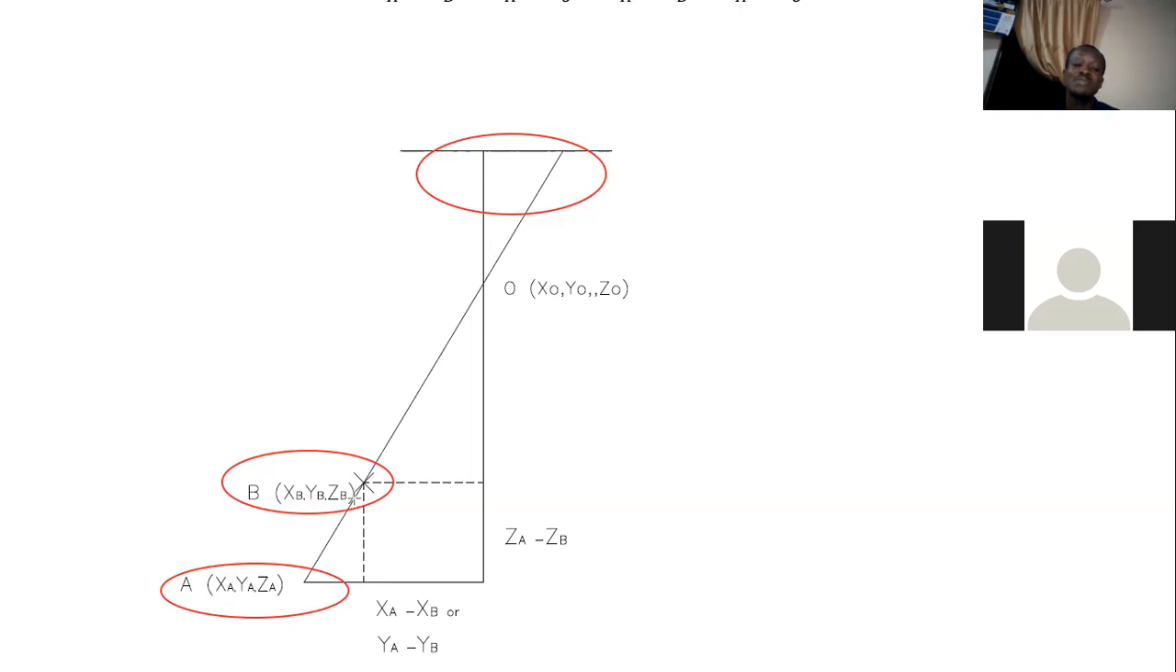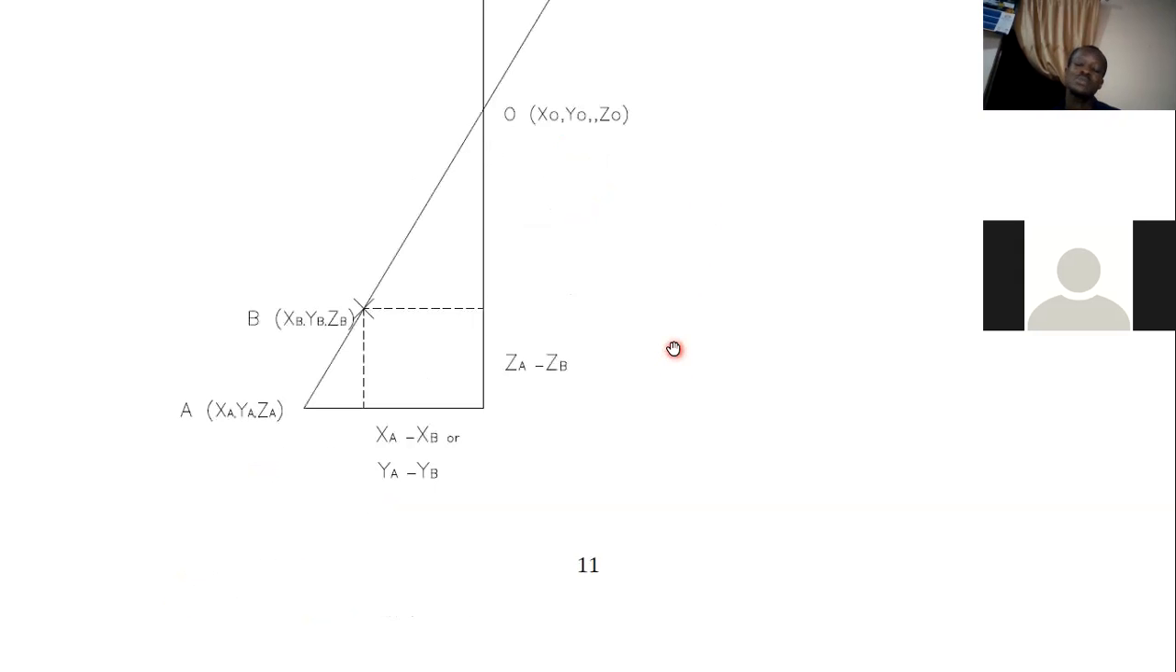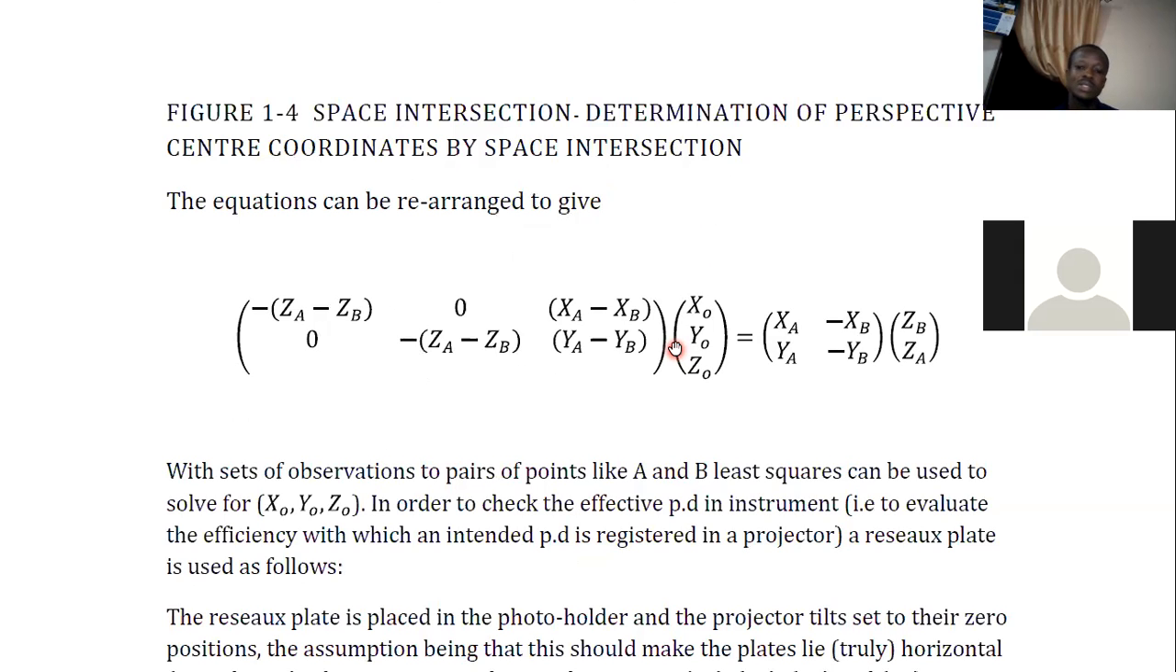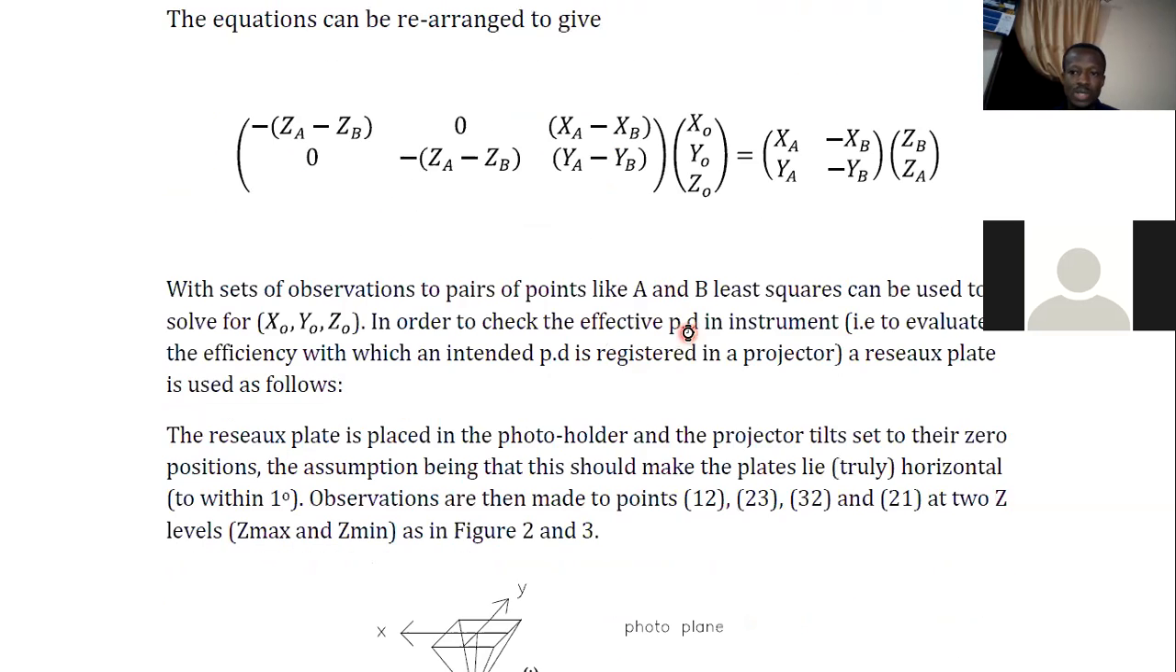So point B seems a bit higher than point A, etc. But then we can write an equation that explains everything that we've seen here on the board. That is space resection. Is that okay? It's called space resection. We can also write it in matrix format. Is that okay? The same set of equations.